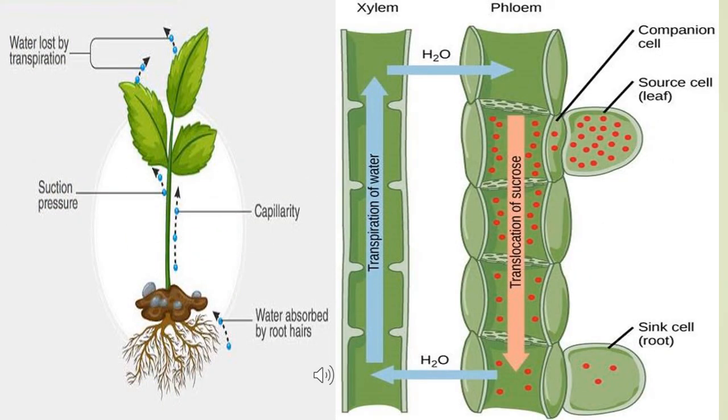So now we understood about transportation of water and food in the plant. By the root pressure and transpiration pull theories, xylem transports water in the plants. And by the source to sink theory, phloem transports food in the plant.